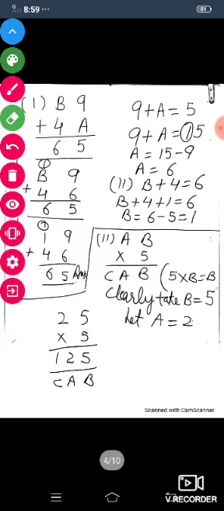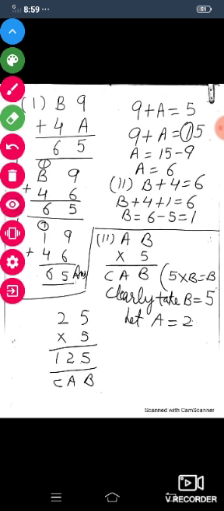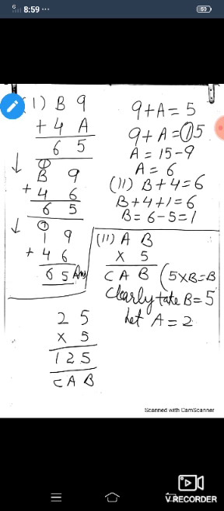Now, 9 plus A ends in 5. Now, class, when something is added to 9, naturally the number will be greater than 9. So, 9 plus A is equal to 15. Then what will be A? A is equal to 15 minus 9, that is equal to 6.